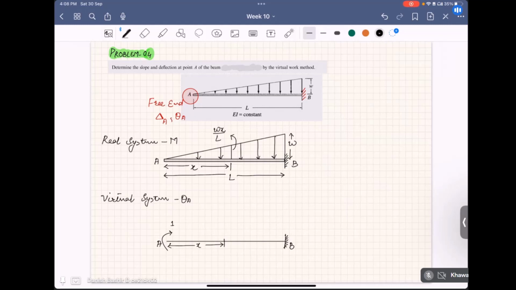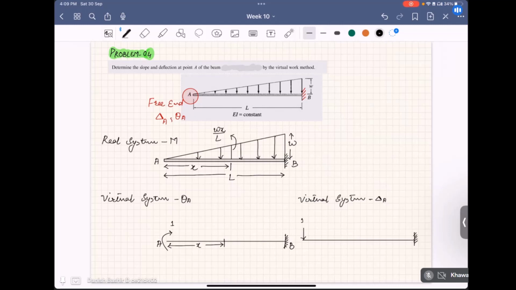Okay, so the span is again L. So we will draw another virtual system for determining the deflection theta A. The beam will again remain the same. In the virtual system, external loading is removed. Only apply 1 kilonewton load at the point where the deflection is desired.